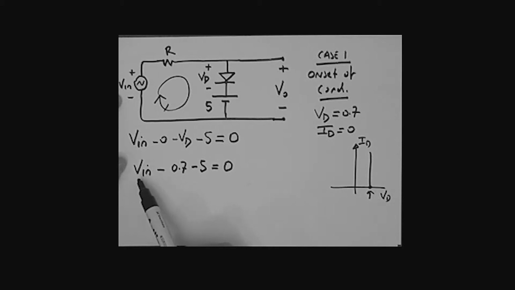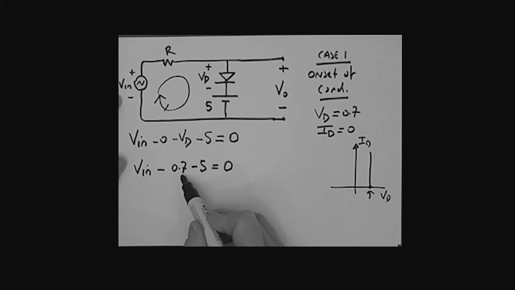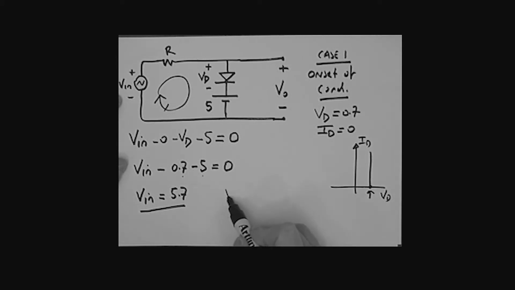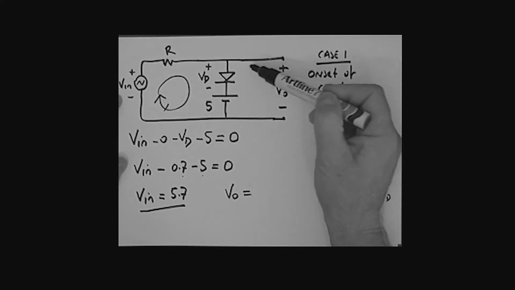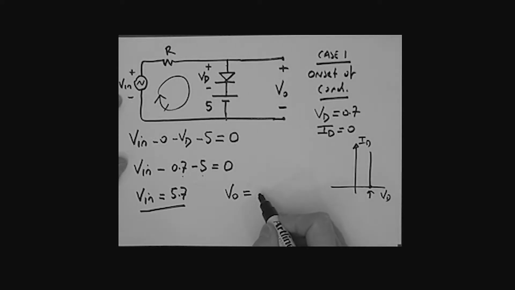So in other words, the question is, how big did I have to make this V in to bring me to the onset of conduction? Well, that's easy now. Take these two terms to the other side, and we have V in being equal to 5.7 volts. So that's the value that we had to bring V in to, to bring us to the onset of conduction. Last question for this case is, what is the output voltage VO? Well, this may be very obvious because here is VO between here and here. You've got 5 here, you've got 0.7 here, and you could very quickly argue that VO would be 5.7 volts.